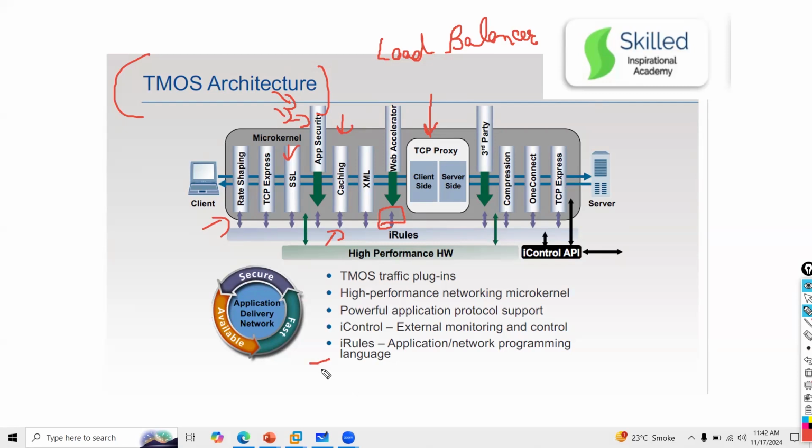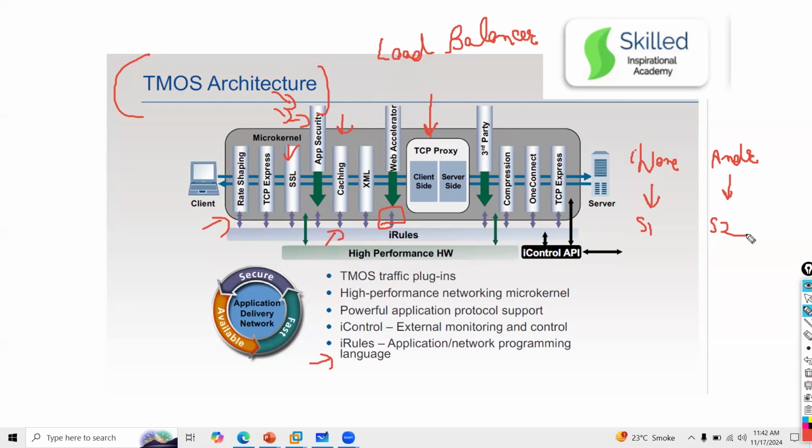It can do iRules. Let's say I want that if someone is using an iPhone, I should send traffic to server 1. If someone is using an Android phone, that traffic should go to server 2. That we will see in our profile section.